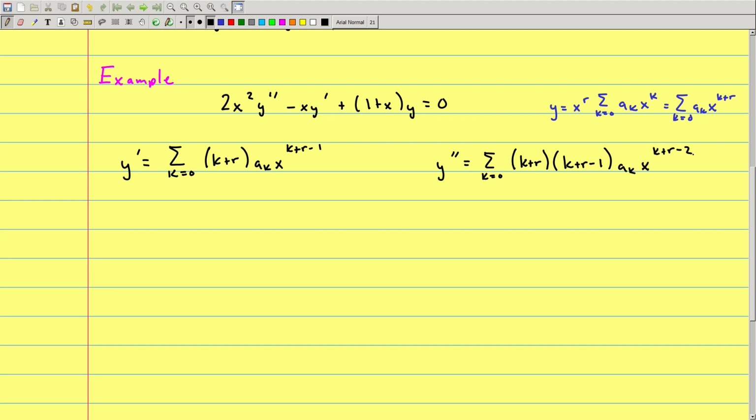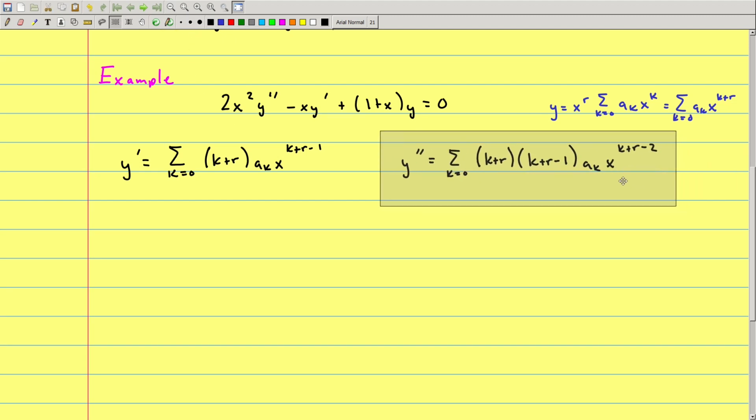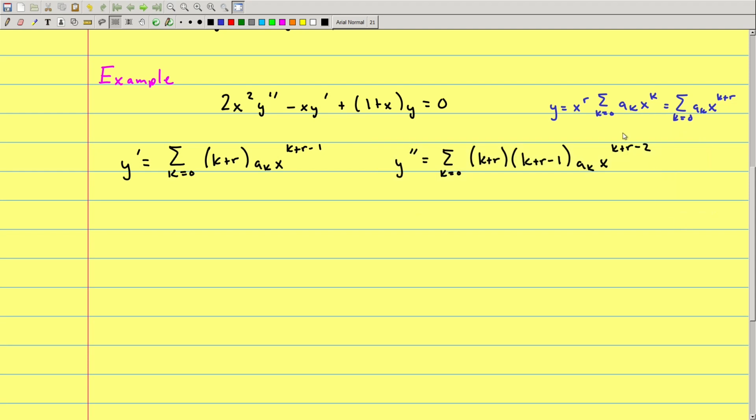Again, just differentiating the power series notation like we have before, except it looks a little bit more complicated because the exponent is a little bit more complicated. All right. Now, it's a matter of plugging this into our differential equation.